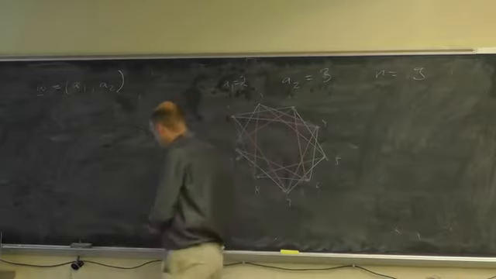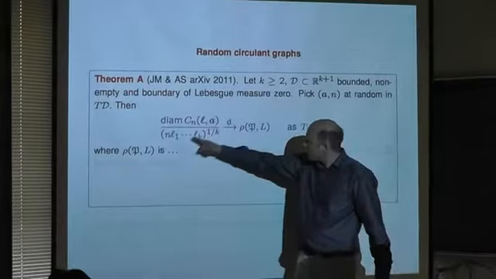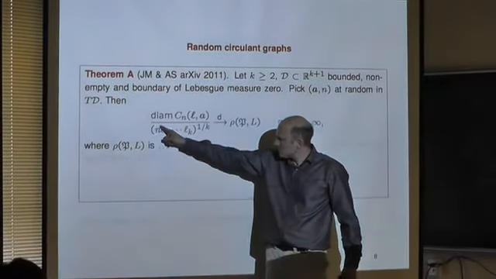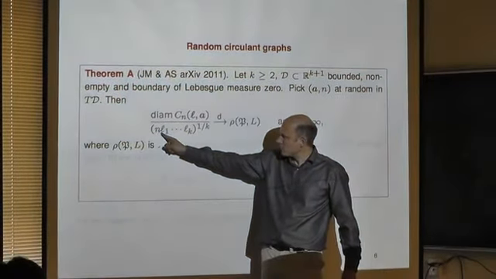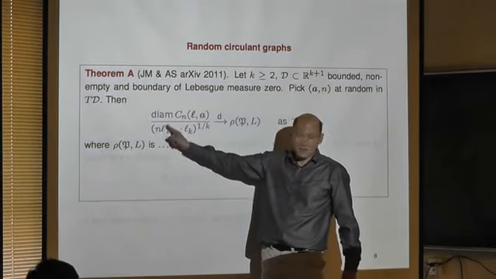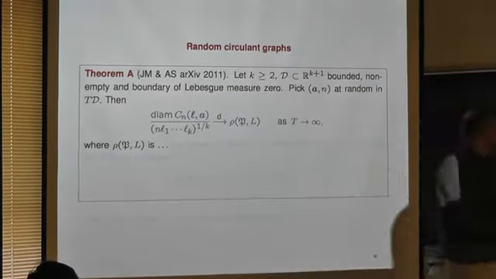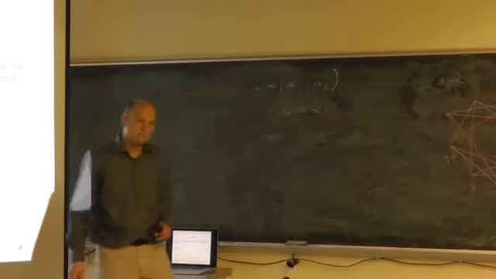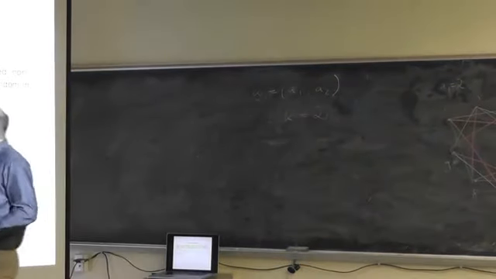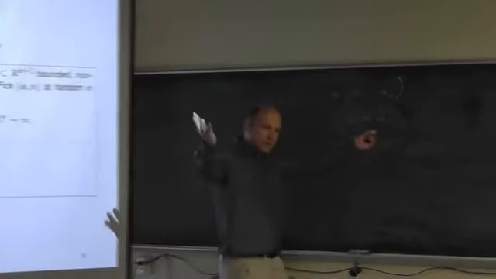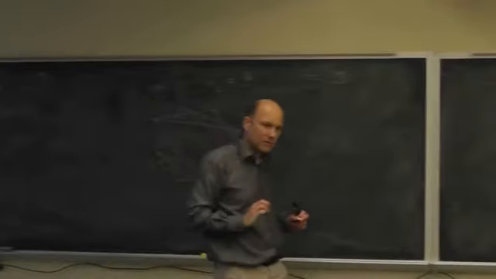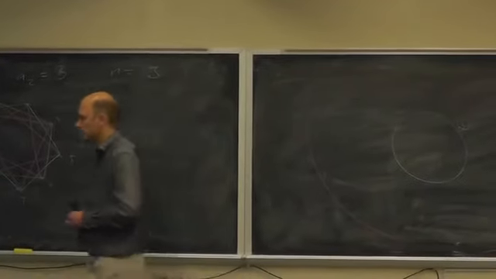So this tells you that if you normalize, and this is the important thing here, remember for small networks we would think the diameter grows like log n. Here the diameter will grow like n to the 1 over k, where k is the number of connections you make. And so this converges in distribution, as a random variable, to some limiting distribution. And what is this limiting distribution?